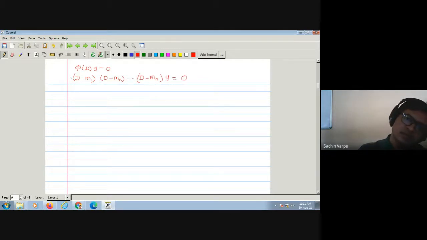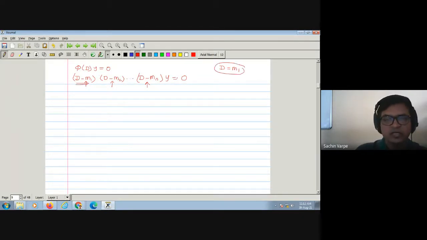Now, with respect to each of these factors, there will be a separate solution. Why? Because suppose, again, why there will be a solution, that is again a question. Because when I substitute D equal to m1 into this, then this factor will be 0, isn't it? And that root satisfies the whole homogeneous differential equation. Will this satisfy the whole homogeneous differential equation? Hello?